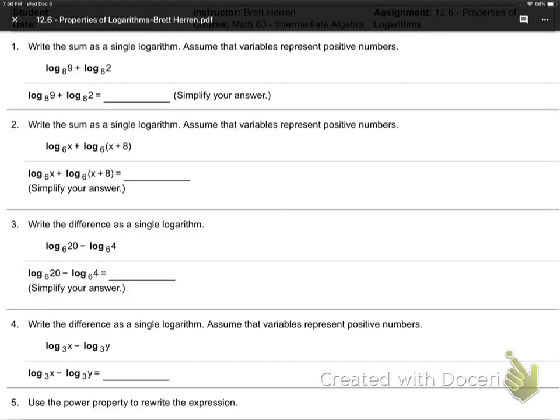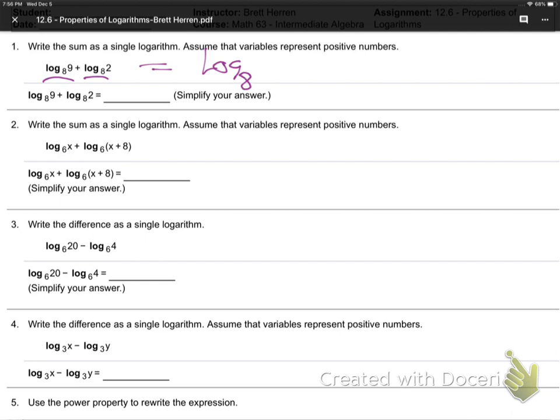Okay, so here's question 1. It says log base 8 of 9 plus log base 8 of 2. See how they're both the same base? The log base 8, that's not changing. We don't mess with the base. It's like it's just glued to the log. We don't do anything with the base.